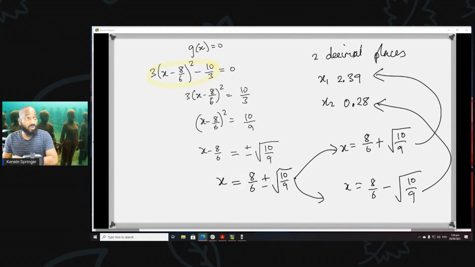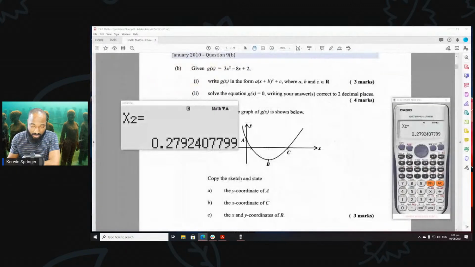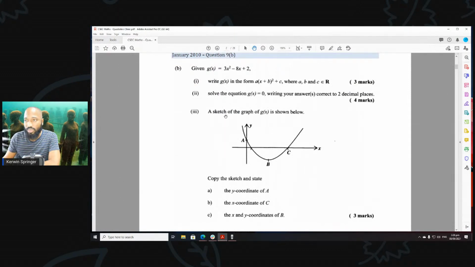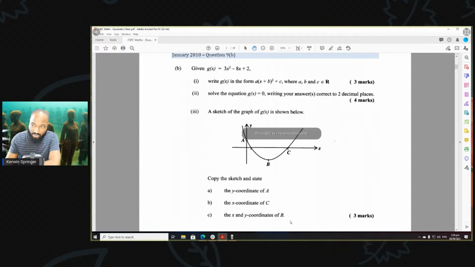These questions don't come every year. Completing the square is a question that's come a little less than half of the time, about 40% chance. But when it comes, it's a rough question, you know? All right, so a sketch of the graph of g of x is shown below. Copy the sketch and state the y coordinate of A, the x coordinate of C, the x and y coordinates of B. So in other words, they're asking you, can you collect some free marks, please?